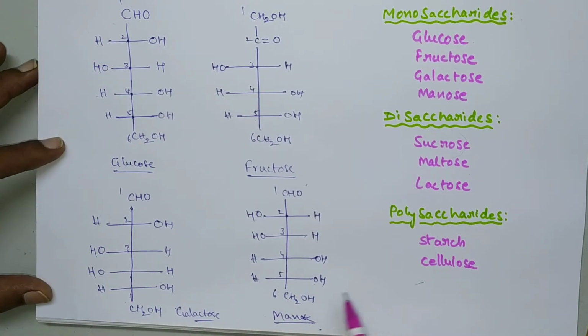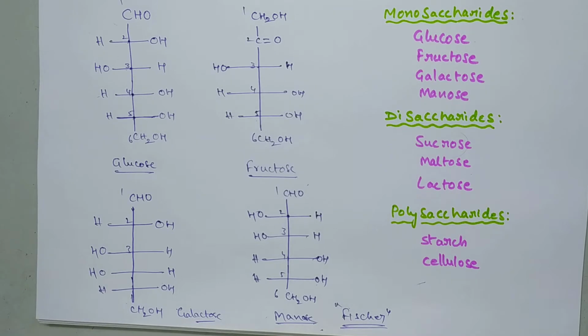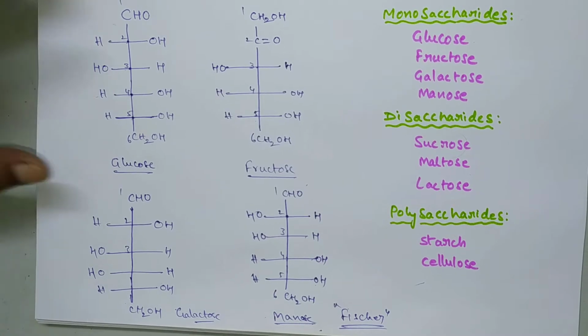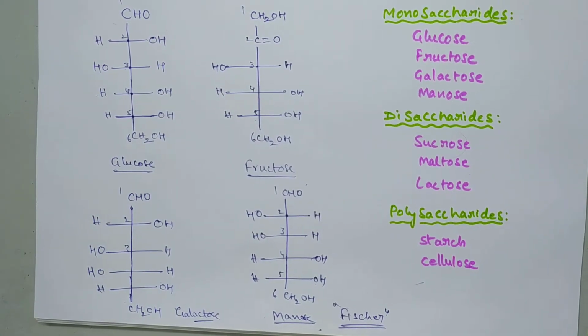All these are Fischer structures. Fischer is the name of the scientist. He gave the structure called the Fischer projection formula. So these are all Fischer structures. We have to convert these Fischer structures into Haworth structures. These Fischer structures should always be converted into Haworth structures.